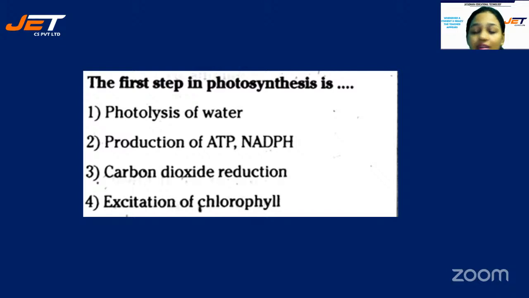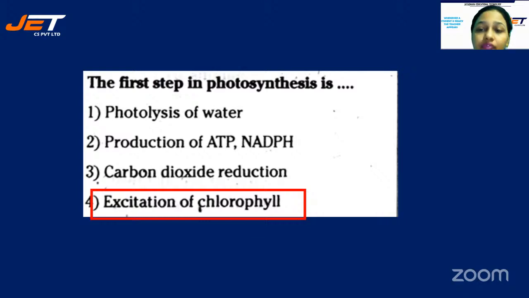All right. The correct answer for this question is number 4, excitation of the chlorophyll. First, light will fall on the leaf, it will excite the chlorophyll. And then after that, there will be other processes, photolysis of water and then production of ATP and NADPH. But first, it will be excitation of chlorophyll.